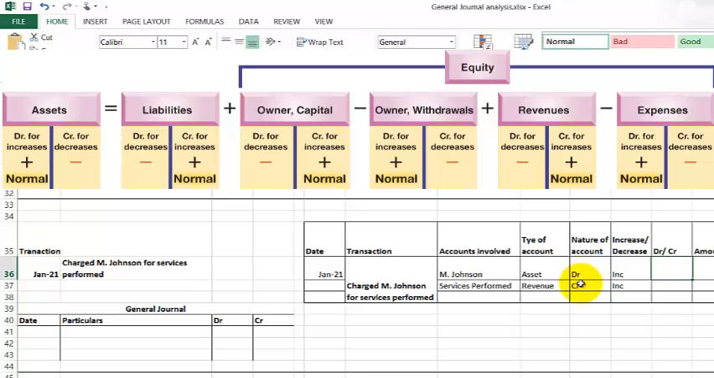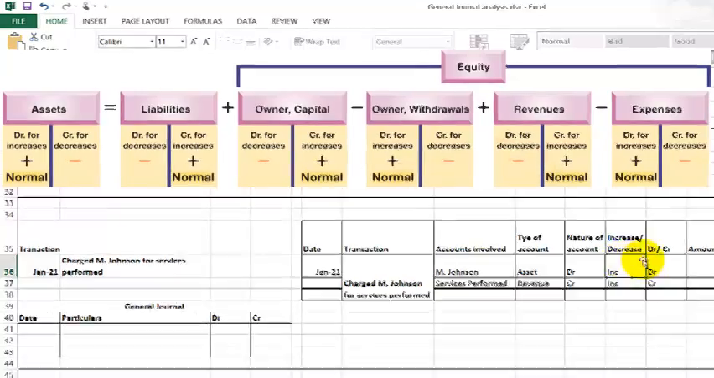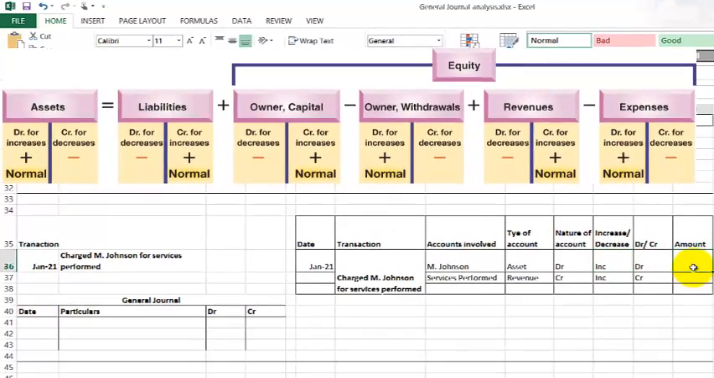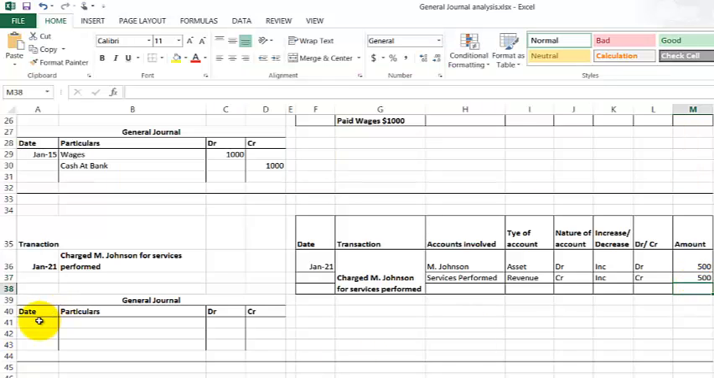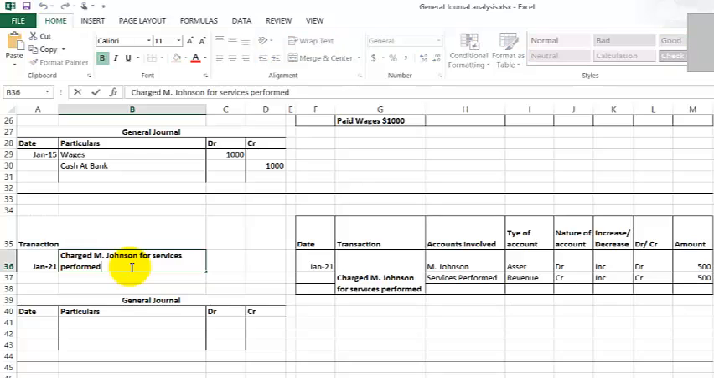An increase in an asset account is always a debit, and an increase to a revenue account is a credit. So when we put in the amounts here, and there's no amount there, let's just say it's for $500. This is what occurs. If we put this information onto the general journal, we're going to get the amount's actually $2,000. Let's just put that in. Didn't put that into my spreadsheet when I prepared this.